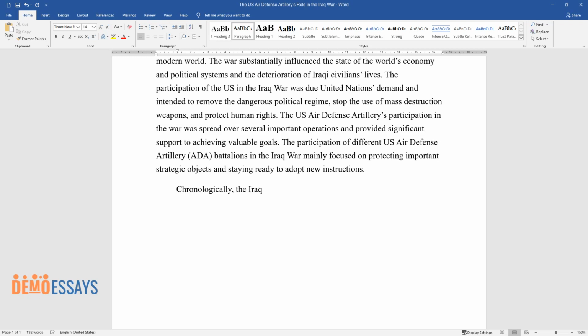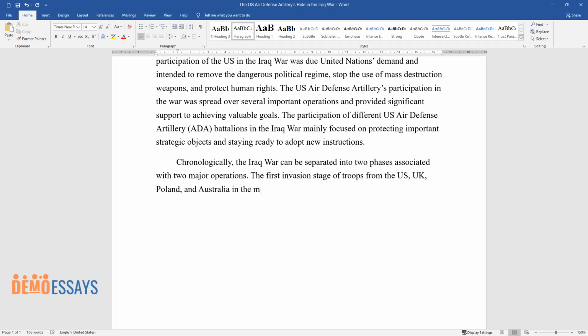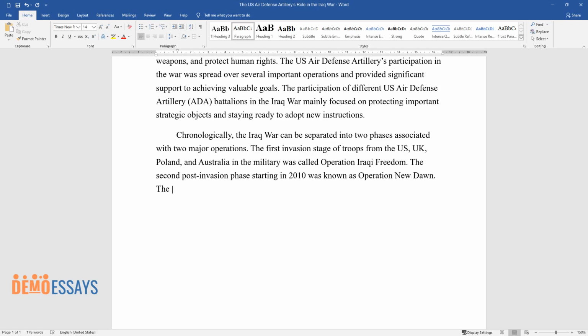Chronologically, the Iraq War can be separated into two phases associated with two major operations. The first invasion stage of troops from the US, UK, Poland, and Australia in the military was called Operation Iraqi Freedom. The second post-invasion phase starting in 2010 was known as Operation New Dawn.